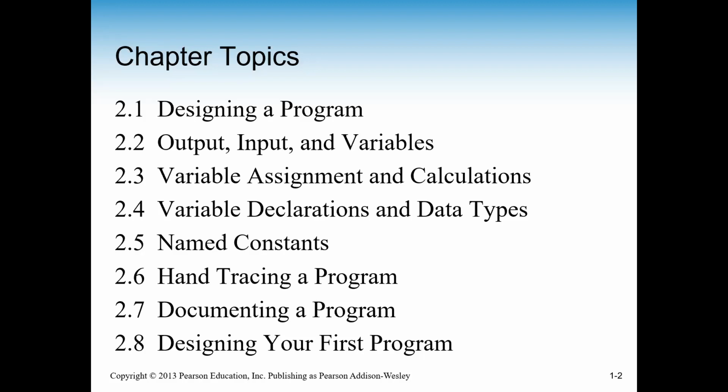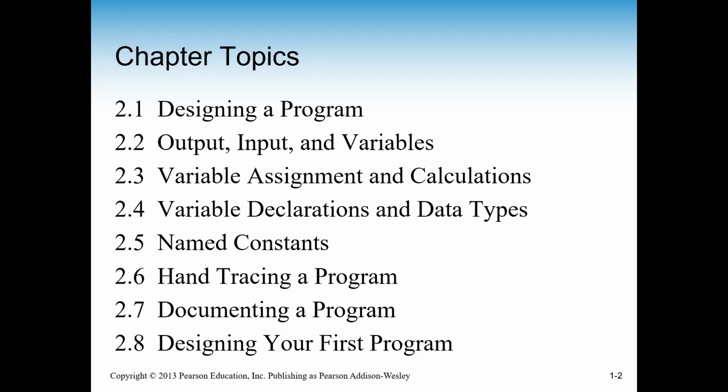All right. So the chapter topics: designing a program. Then you have your output, input, and variables. So we have a problem. Obviously, we're going to need data. We need to do something with that data. And then once we process the data, we're going to have some kind of output. We also need a place to store the data, and that is usually called variables. So we're going to put our information in memory in variables.